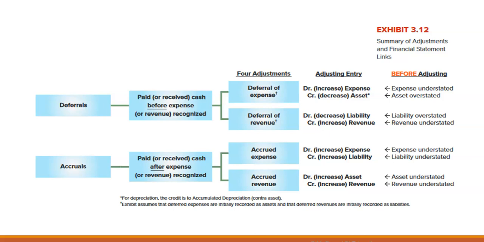These are our unearned revenue, our prepaid insurance expense, prepaid rent, depreciation, etc. In accruals, we have paid or received cash after the expense or the revenue is recognized. This is when we need to accrue that we owe wages that are going to be paid at a date in another month.